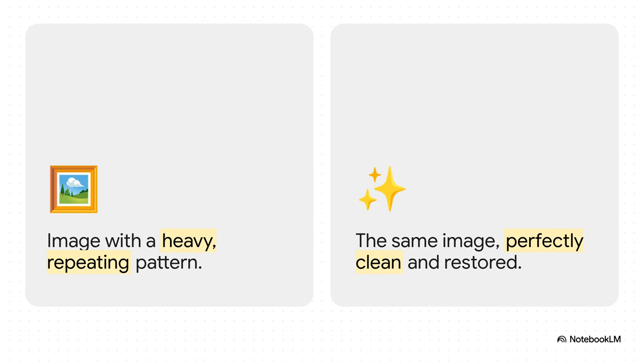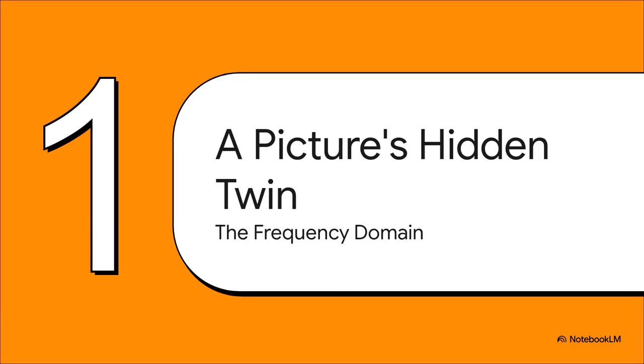And just like that, there it is. The pattern is just gone. Now, this isn't some clever Photoshop trick or some AI just guessing what should be there. Nope. This is the result of a really powerful scientific technique that lets us see and even speak the hidden language of images. So how on earth do we do it?